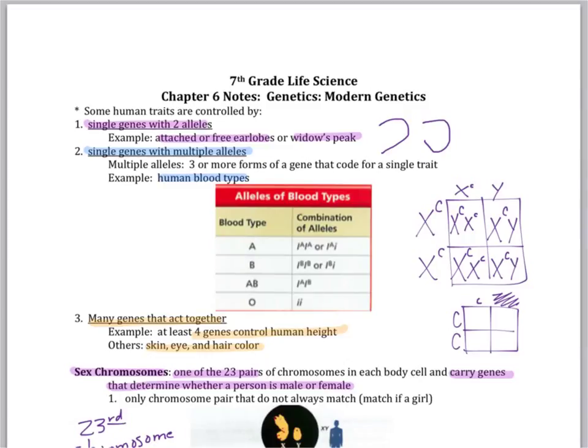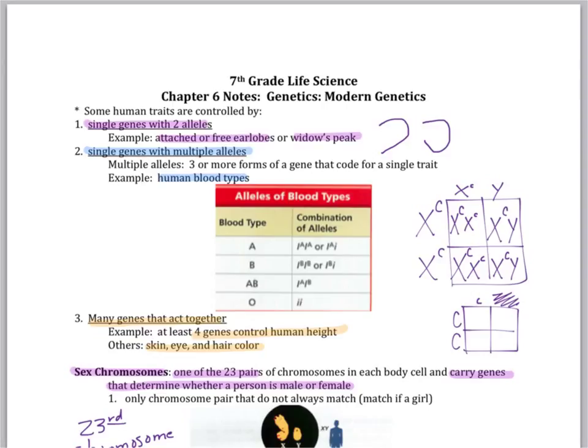As we continue to learn about genetics, it is important to note that some human traits can be controlled differently. For example, some traits are controlled by a single gene that has two alleles. An example of this would be whether or not you have attached or free earlobes. Some people's earlobes attach to their head versus others that have a freestanding one. And that's completely controlled by one gene that has two alleles. A widow's peak is another example.